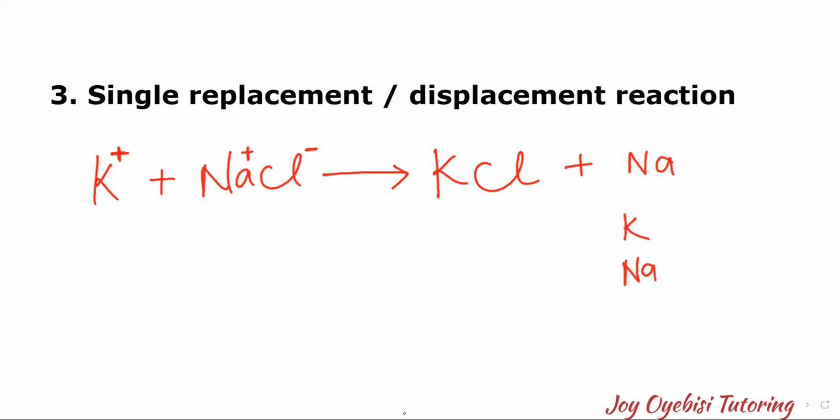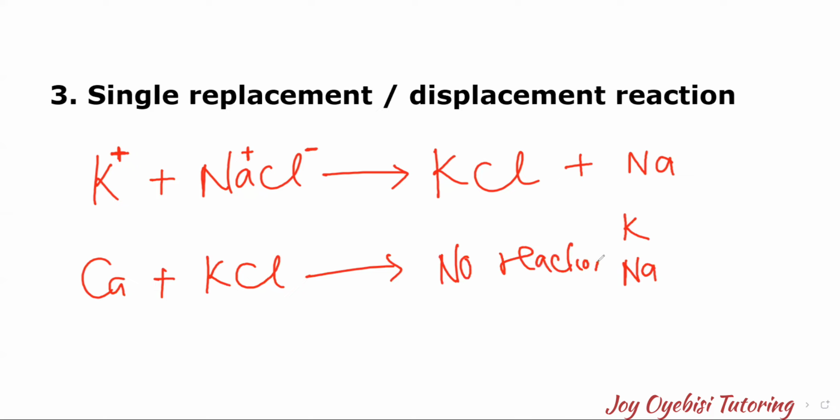But if you had a situation whereby, for example, you had calcium plus potassium chloride, this will lead to no reaction, okay? There are possibilities that you may come across this or have come across this type of question whereby the answer will be no reaction, because calcium is less reactive than potassium and therefore won't be able to kick potassium out. It's not possible. So that is what this is all about, okay?